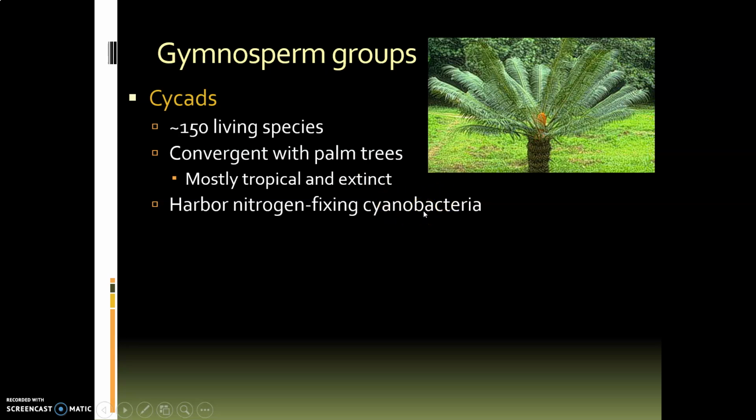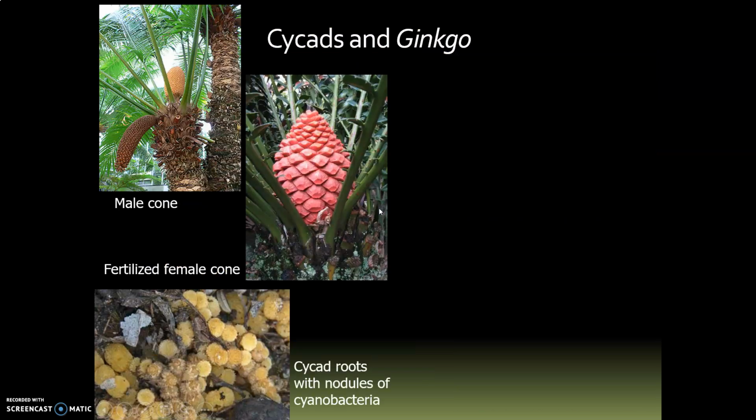And this is what's called a symbiosis, where the bacteria are protected and get some free kind of resources they need, like water, to do what they need. And then in exchange, the plant is getting some fertilizer. So let's see some cycads.